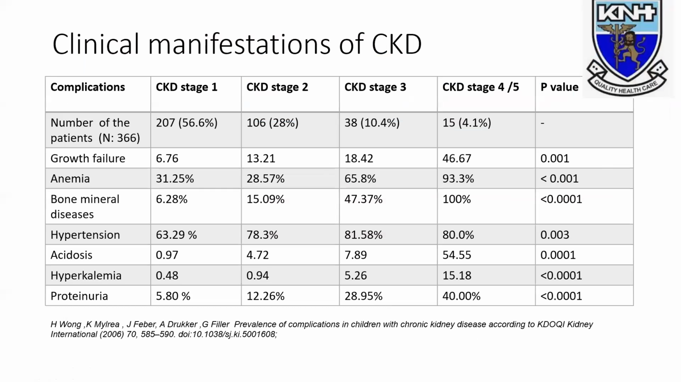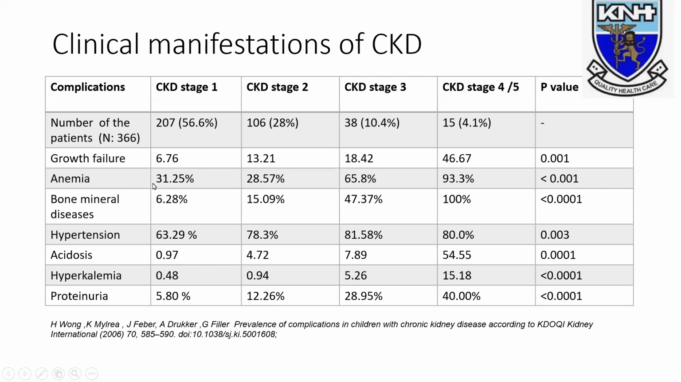This is a sample which was done in one of the hospitals, checking the clinical manifestations of children with chronic kidney disease. When you look at this table, you will find the number of children who have been screened, at stage 1, 2, until stage 4 and stage 5. Looking at growth failure, that's in Europe, and that will be different from our setting, but you can see growth failure increases from 6.7 to 46.6 at stage 4 to stage 5.